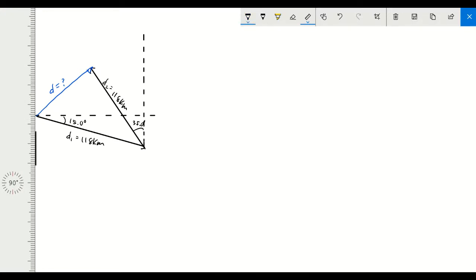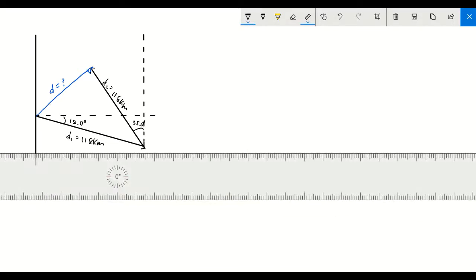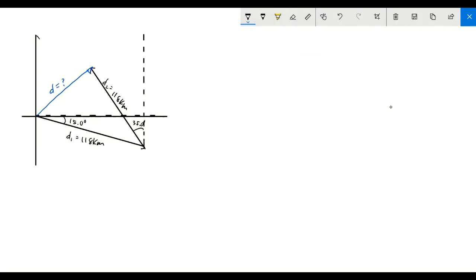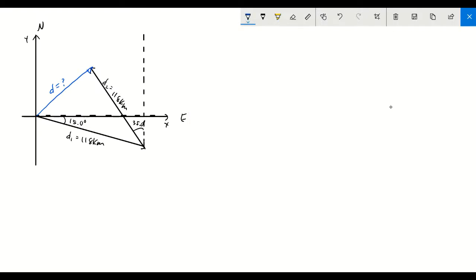So I'll draw in, there's my y axis, and we'll flip this around this way. We'll move it up over here, and this will be my x axis. Okay, so now I don't need this. So here's my y-axis, which is north, and here's my x-axis, which is east. So we have our blue displacement, and we also need this angle right over here.